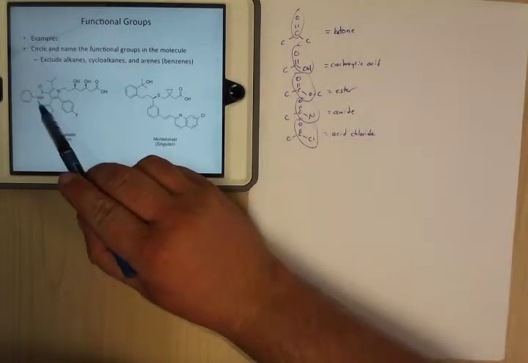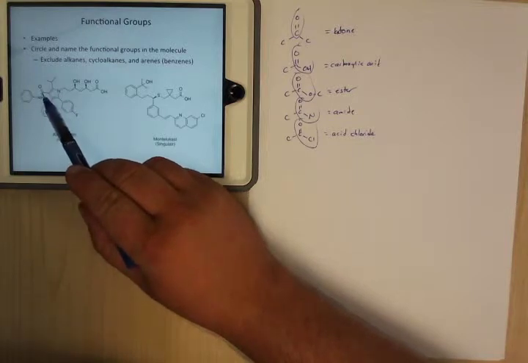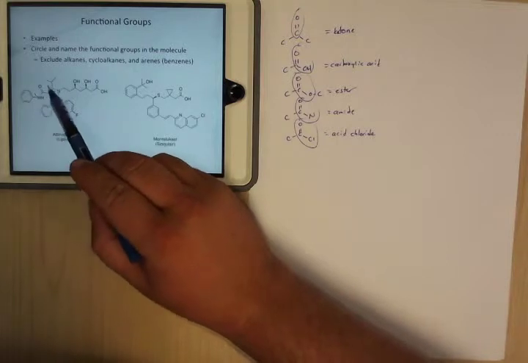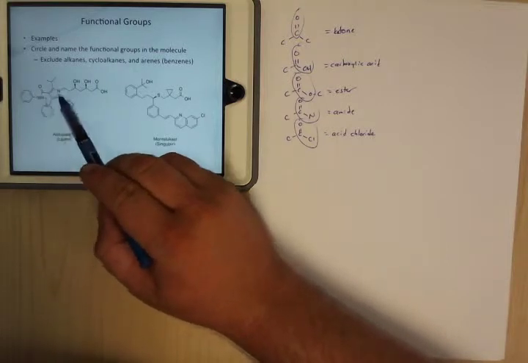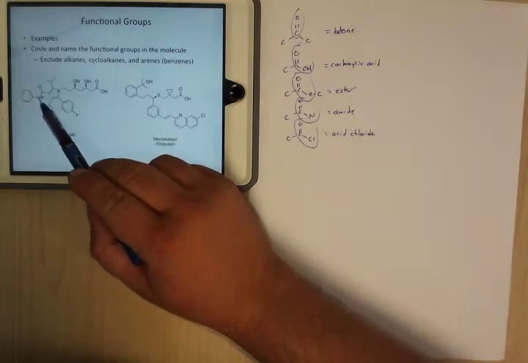All right, so this is an amide, or excuse me, this is an amine, because it doesn't have a C double bond O next to it. But this C double bond O has a nitrogen next to it, so this is an amide. You have to be careful about the difference between an amine and an amide. This isn't a ketone and an amine. It's an amide because it all works together.